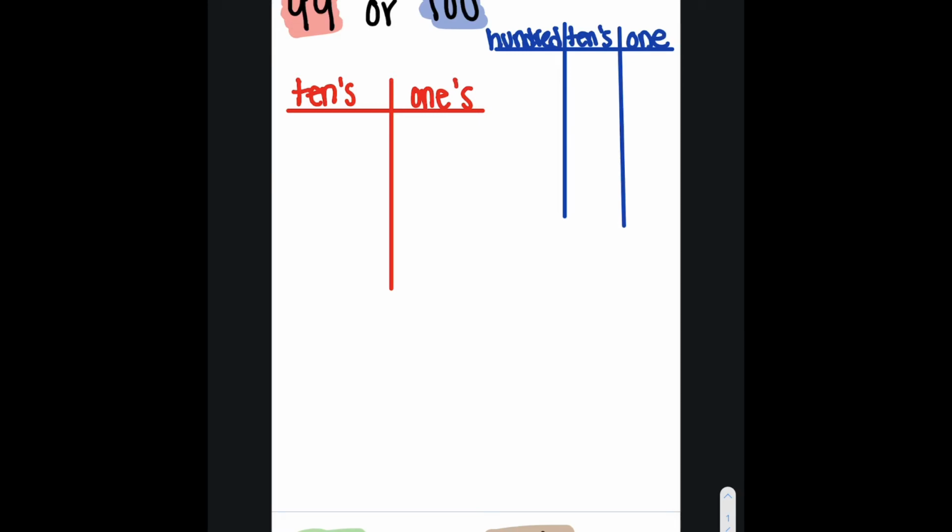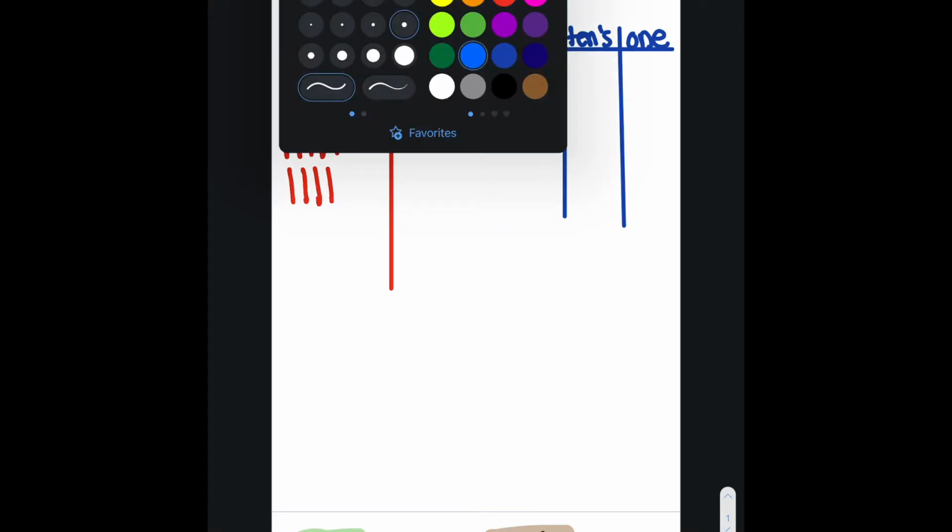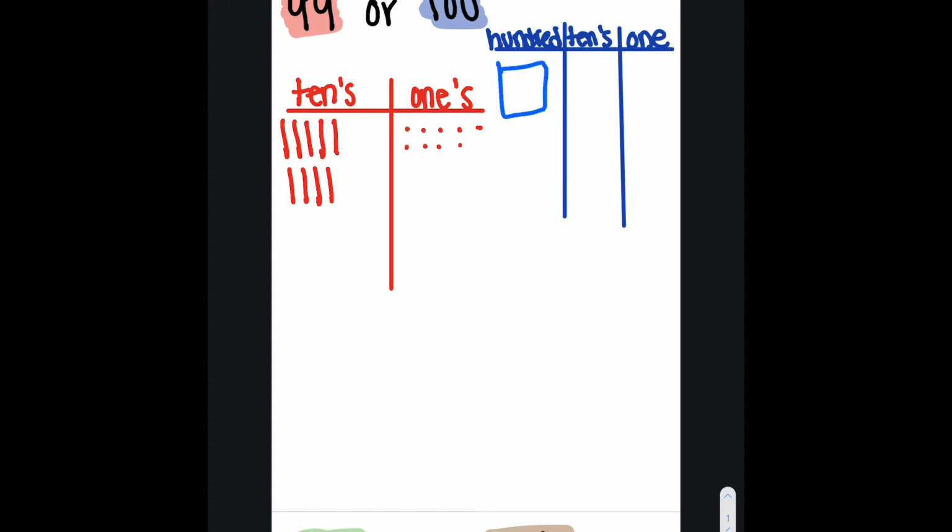Alright friends, so today we're going to be comparing some numbers. So first we have 99 or 100, and so we're going to start by drawing out our 99 on our chart. So there's 9 tens, and we're just going to draw that out, and then we have 9 ones as well, so we're going to draw that out too. And then we have 100, and we're just going to put a little square in the hundreds part.